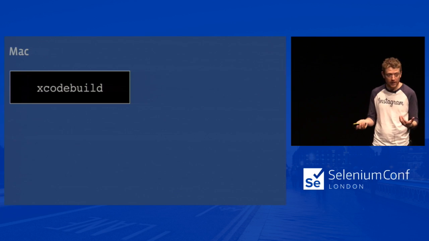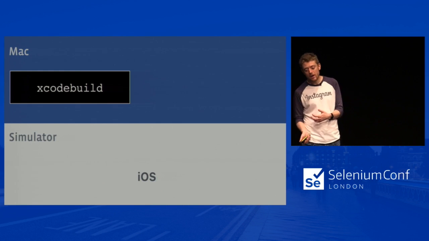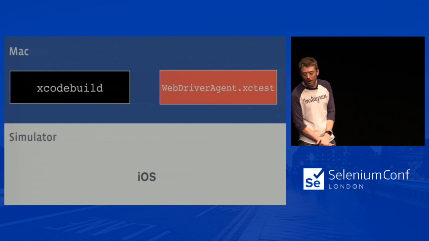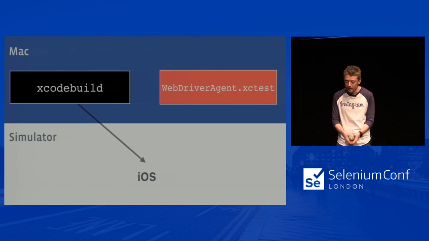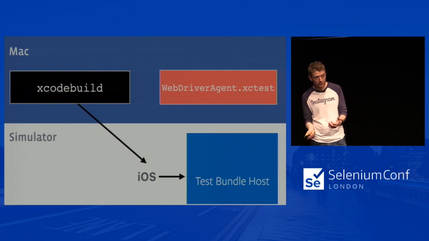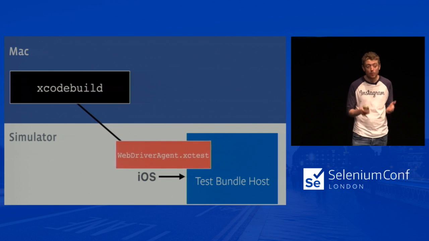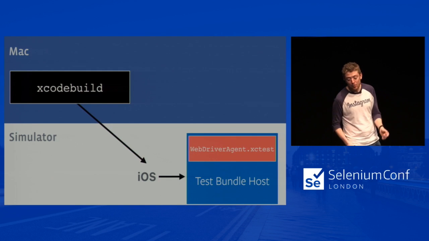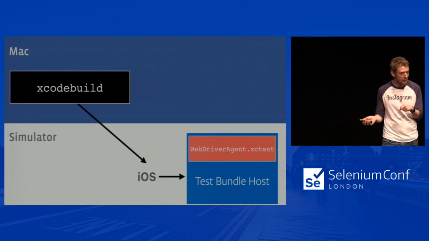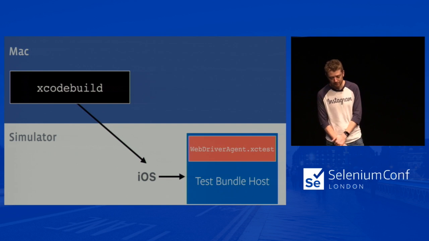So let's take a look at how we run WebDriver Agent. We have a Mac running Xcode Build, and we have a simulator running iOS, running on that Mac. As before, we have a test bundle, except this time the test bundle is WebDriver Agent. So we can start the test bundle host again, except this time, we're going to run the WebDriver Agent XCTest bundle within the test bundle host. Now, WebDriver Agent is technically a test itself, but once it starts the test, it's like, hey, now I'm a web server. So it will just sit there waiting for a session start, essentially.